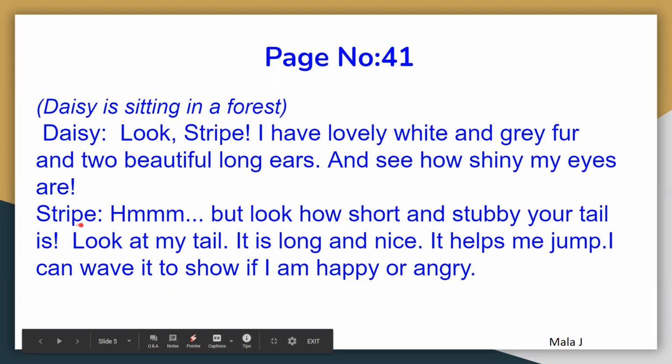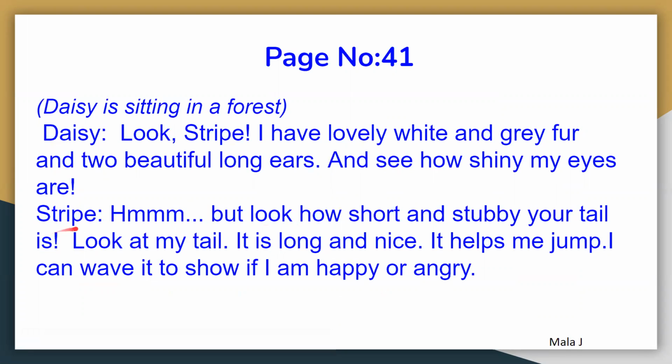So now Stripe is speaking to Daisy. After thinking for a while, he says, yes, of course, I agree that you're having lovely white and gray fur, two long ears, and two shiny eyes. But what is the use? You're having a short and stubby tail. So what is the meaning of stubby? Short and thick. We saw in the previous slide the meaning of stubby, short and thick.